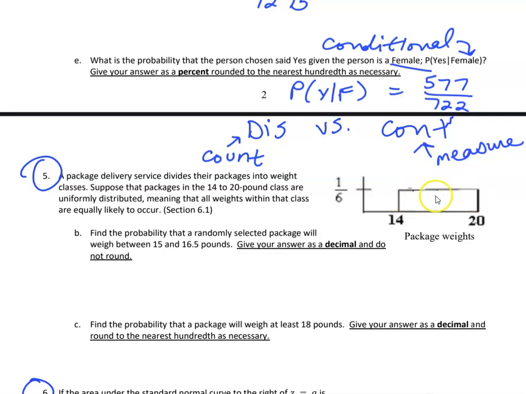This is a uniform distribution, but it's a continuous variable because you're talking about weights. The weights of a package in number 5 can be anywhere between 14 and 20 pounds, for example. If it's a discrete variable, we would list the probabilities for it in a chart, for example, like heads or tails flipping a coin. So I'm going to pause here and go to the next video, and then I'm going to look at question number 5 with you.